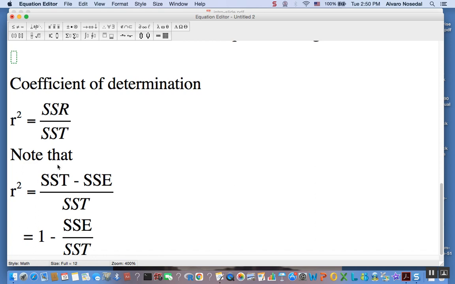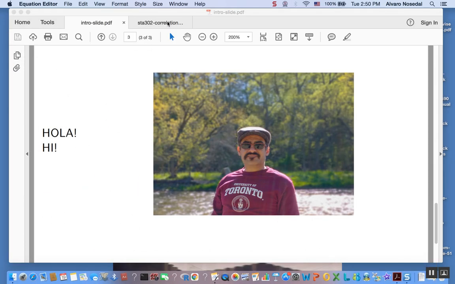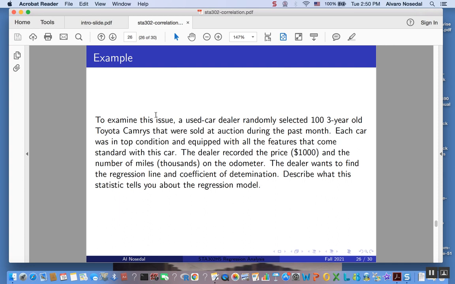Now let's use it. Let's see our lecture notes. We have an example. We have talked about this example in another video. Remember, it's a data set about used Toyota Camrys. So in this case, what we want to do is to compute the coefficient of determination.